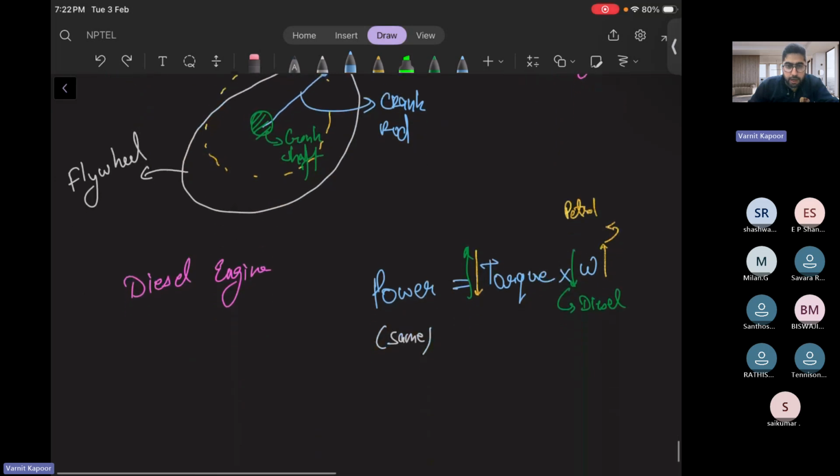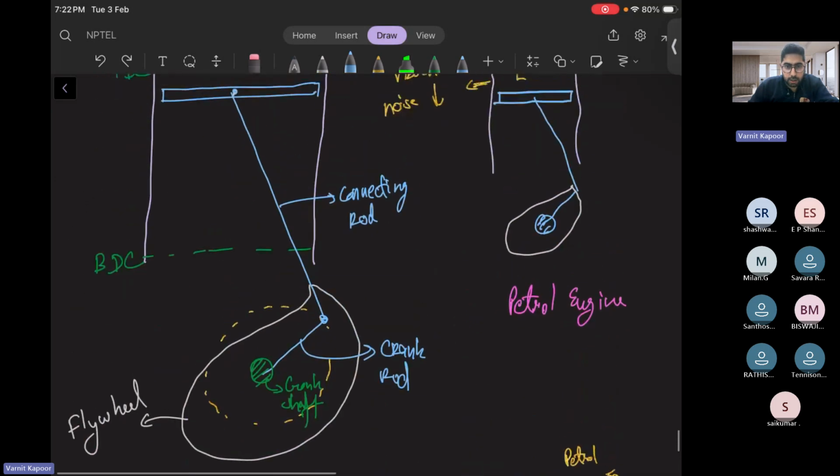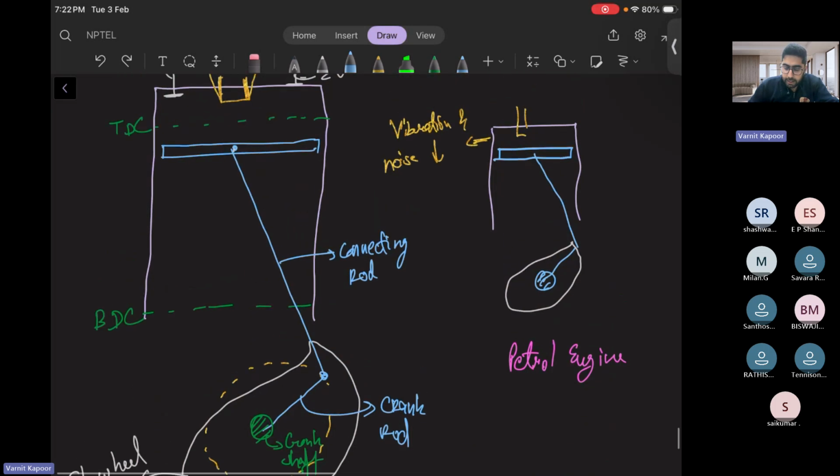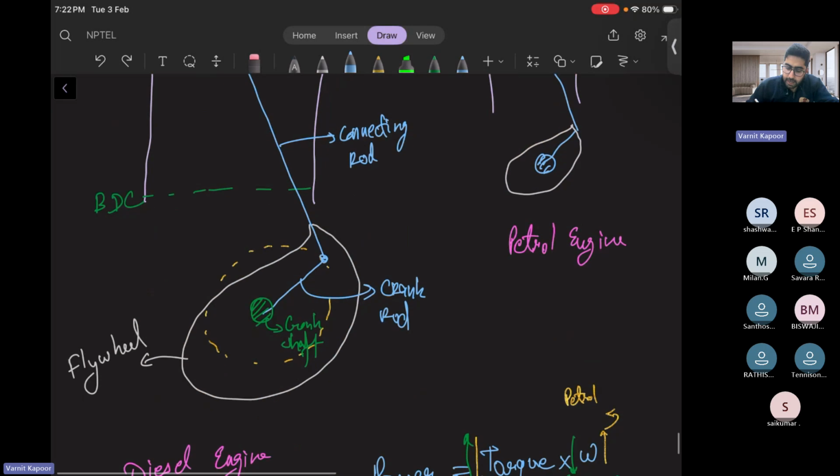Power is nothing but torque into omega. What is torque? L cross R basically. Okay, R cross L or L cross R. The length and the radius. If you see the crank radius of this and this, which one is higher, of a diesel engine or of a petrol engine? So it's for the diesel engine. Diesel engine. So that means torque is higher, mathematically if you see.